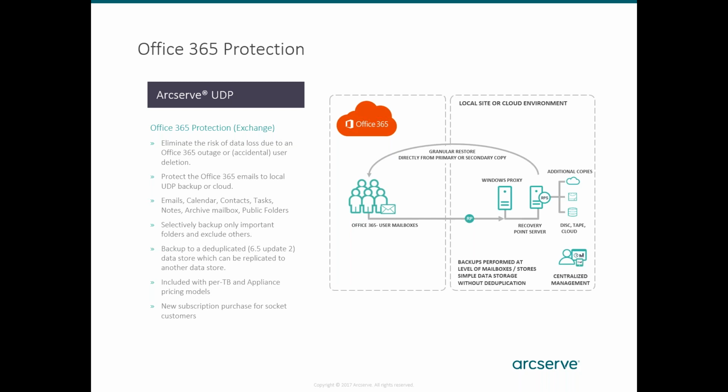Going further into the UDP side of things, we protect the emails, the calendars, contacts, everything that you can expect. Also, we can protect the archived mailbox within Office 365 and public folders, and I will show you that in a bit. You have the ability to select certain folders and items. You can say, okay, I just want the inbox and the sent box, but skip the bin, for instance, and that kind of thing.